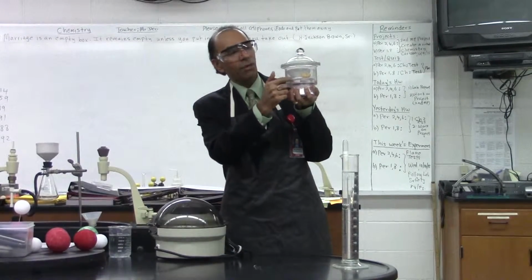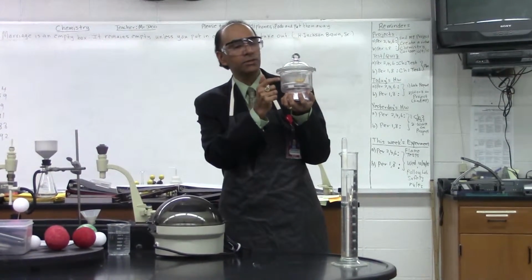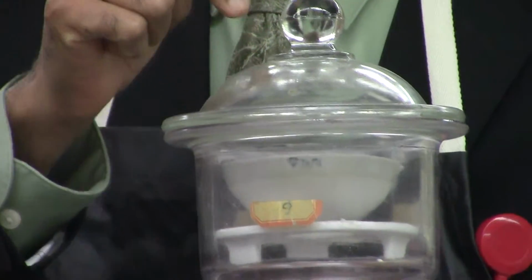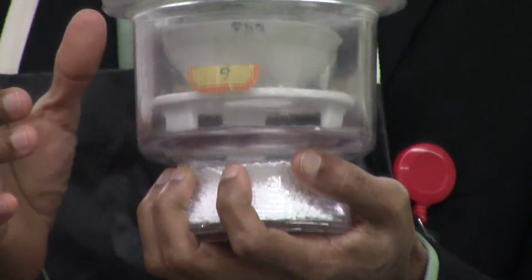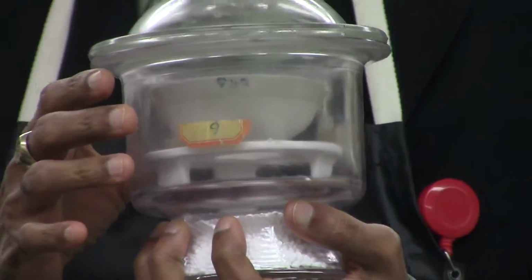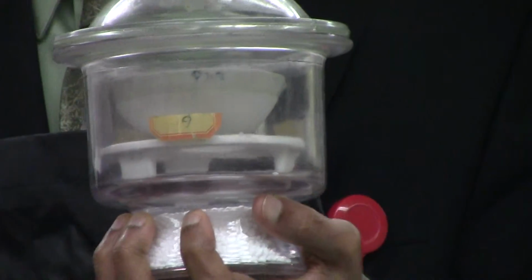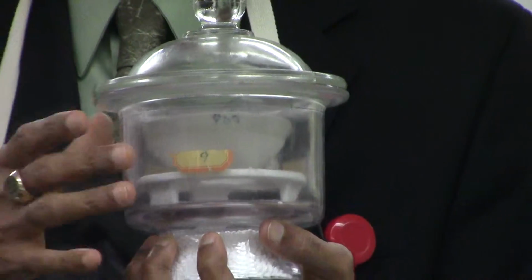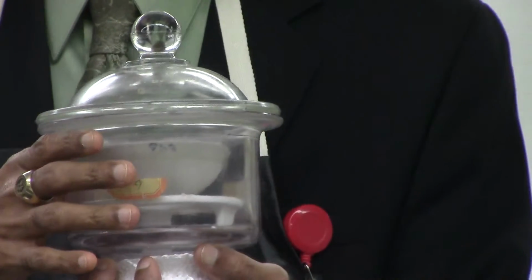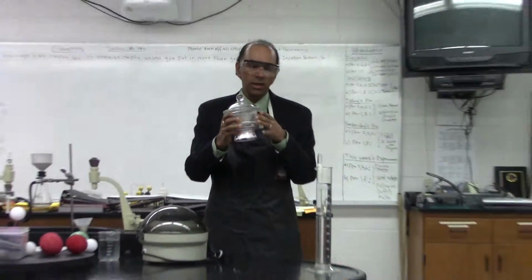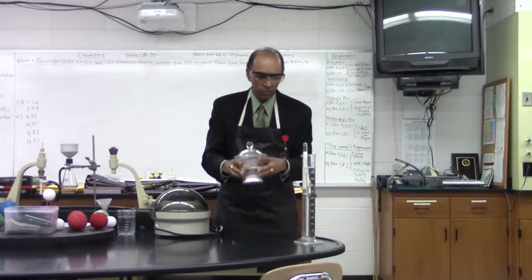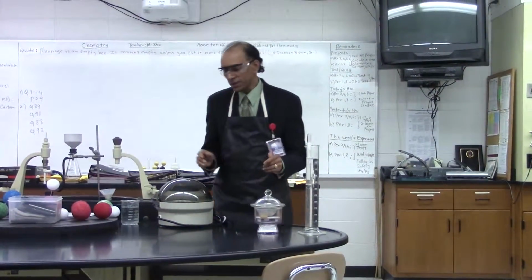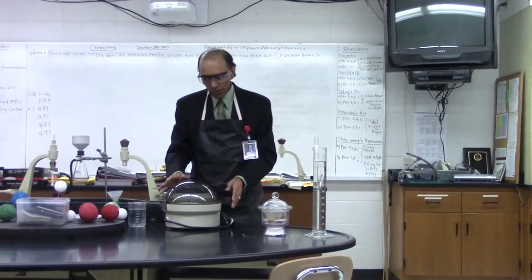So I have a little platform in here, and I have my container, and I have an evaporating dish, and I have some copper sulfate that I prepared in class earlier. If you leave this around for a little bit, the water is going to be absorbed here, and the copper sulfate is going to be dry. So this is called a desiccator, and it's a way of removing moisture from a substance that was prepared in the laboratory.